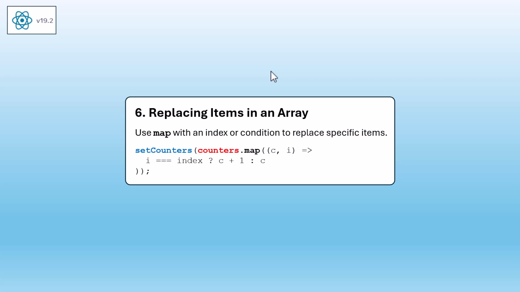6. Replacing items in an array. If you want to replace an item in an array, remember that direct assignment, like setting a value by index, mutates the array. Instead, you can use map again. Inside your map function, you can compare each item's index or another identifier to decide whether to keep it or replace it with a new version. This pattern of conditionally replacing items using map ensures your updates are predictable and immutable.